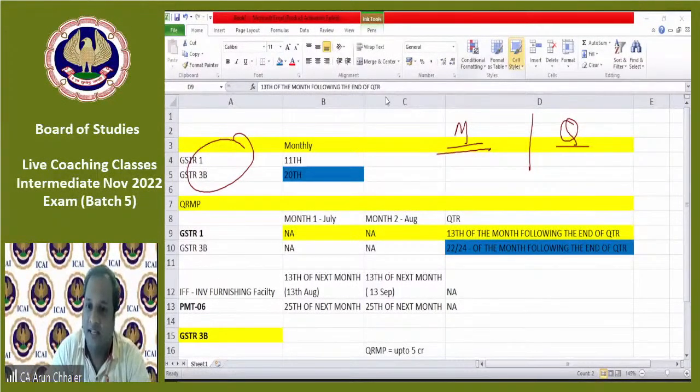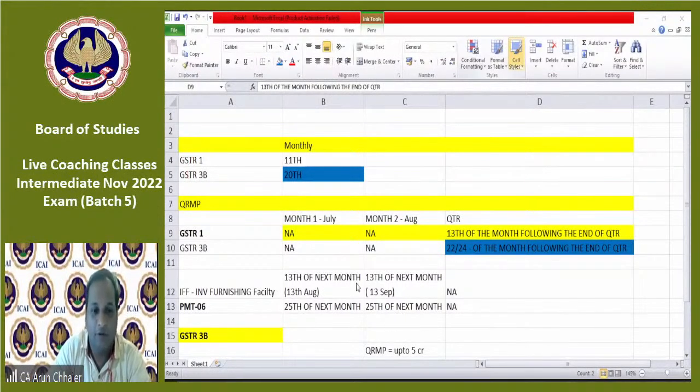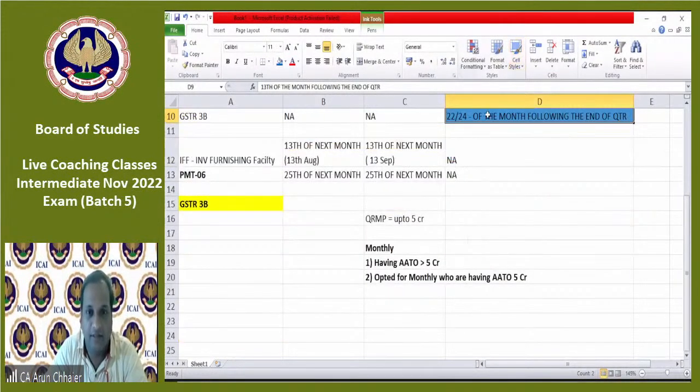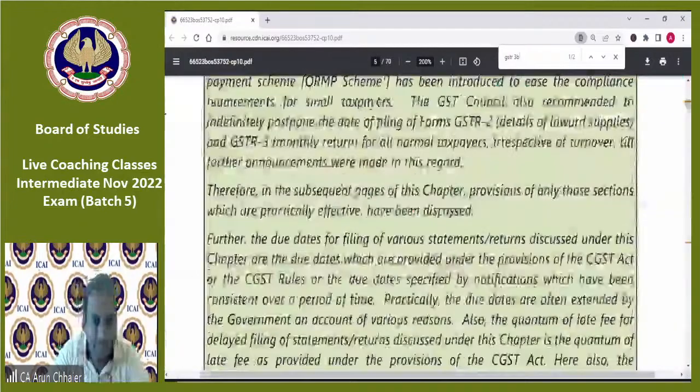I hope all the questions are answered. Now let's talk about the GSTR 3B. We have discussed the 3B. 3B is the monthly return or quarterly return. Now we are moving to the study material. Fine.